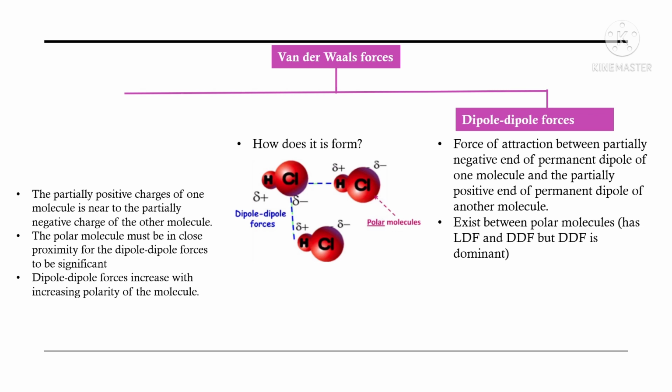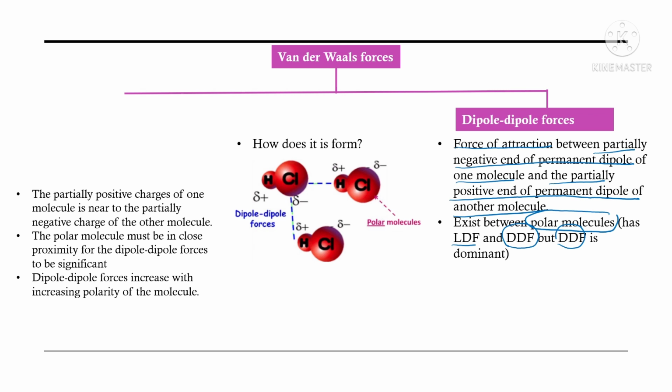The second type of van der Waals forces is dipole-dipole forces. Dipole-dipole forces are the attractive forces between the partially negative end of the permanent dipole of a molecule and the partially positive end of the permanent dipole of another molecule. Dipole-dipole forces are present between polar molecules. So between polar molecules, there are London dispersion forces and dipole-dipole forces, and the dipole-dipole forces will dominate because they are stronger than the London dispersion forces.